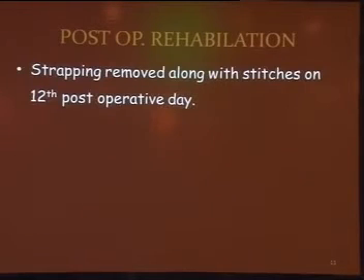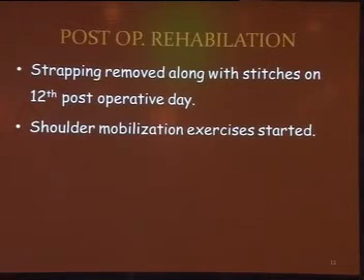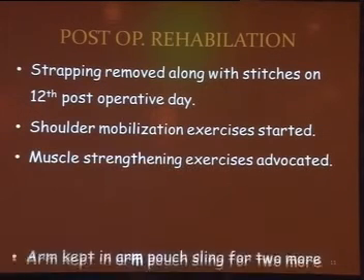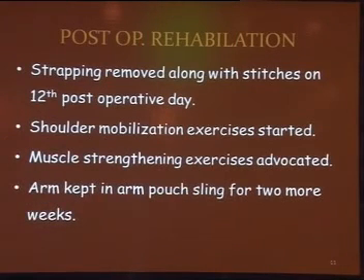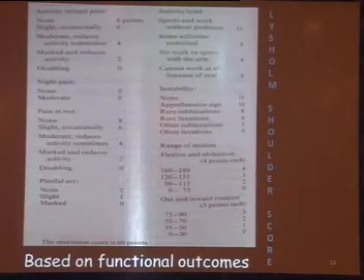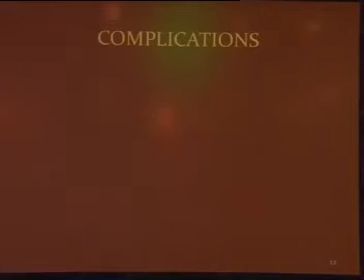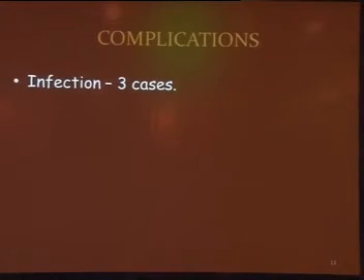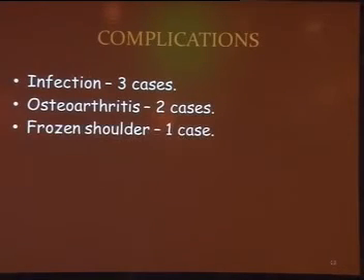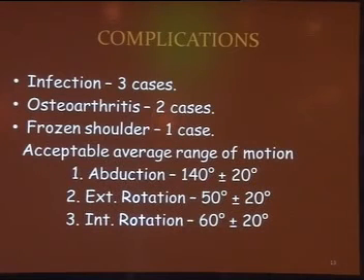In the post-operative rehabilitation, the strapping is removed along with the stitches on the 12th day. Shoulder mobilization exercises are started, then muscle strengthening. The arm is kept in a pouch and sling for 2 more weeks. We did all the scoring according to the Rowe shoulder score, based on functional outcomes. The complications were infection in 3 cases, osteoarthritis in 2 cases, and frozen shoulder in 1 case. The acceptable average range of motion was abduction 140 plus or minus 20, external rotation 50 plus or minus 20, and internal rotation 60 plus or minus 20.